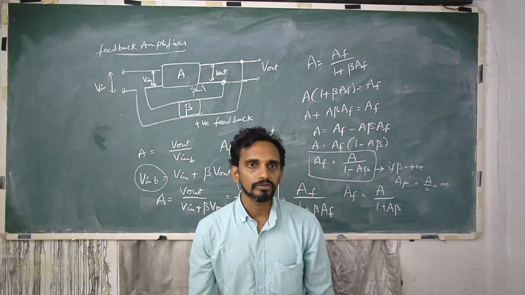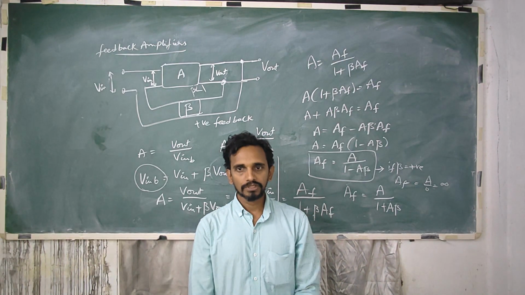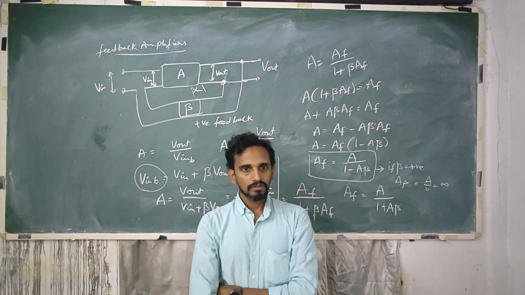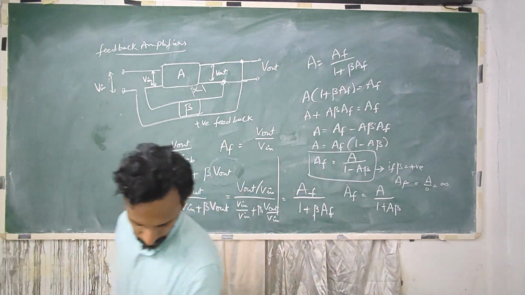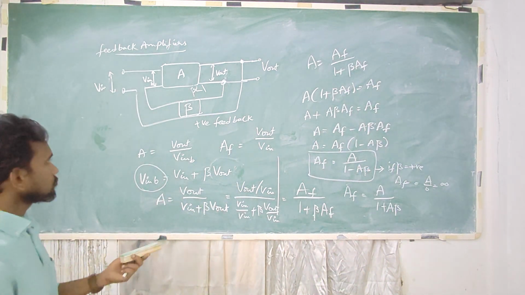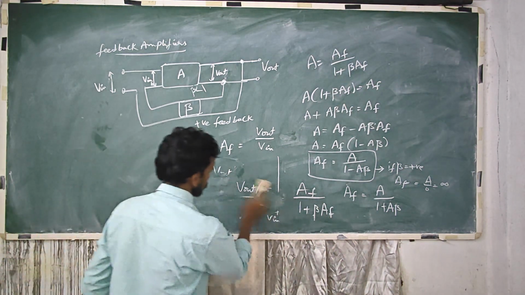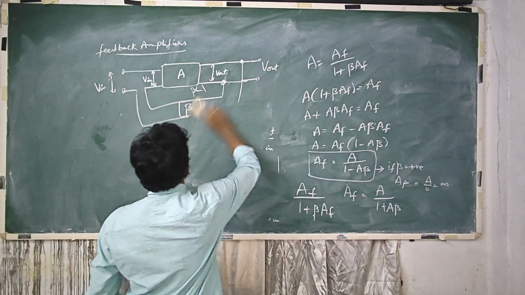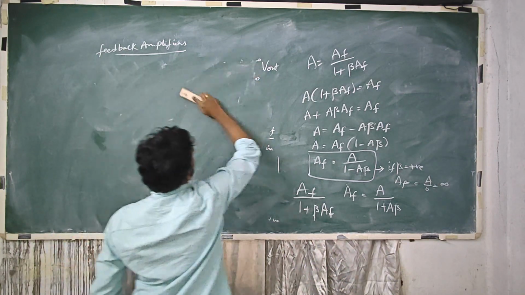The only thing we need to do is positive feedback with controlled feedback factor beta. Okay. So there are different possibilities. One simplest way is RC coupled RC phase shift oscillator.